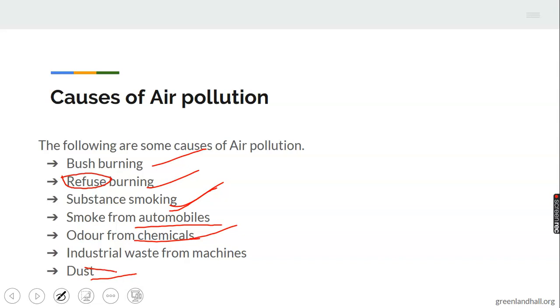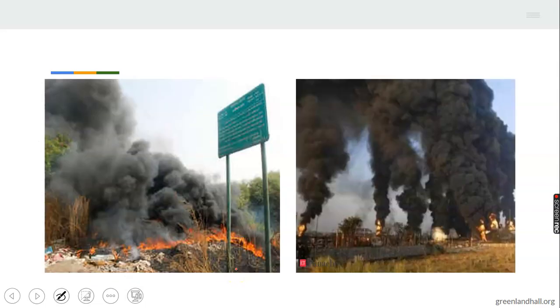Now we have seen the causes of air pollution: bush burning, refuse burning, substance smoking, smoke from automobiles, that's cars, vehicles. Then we have odor from chemicals. There are some chemicals that have a lot of negative odors, and then industrial waste from machines, and then dust. Now let's look at some pictures here.